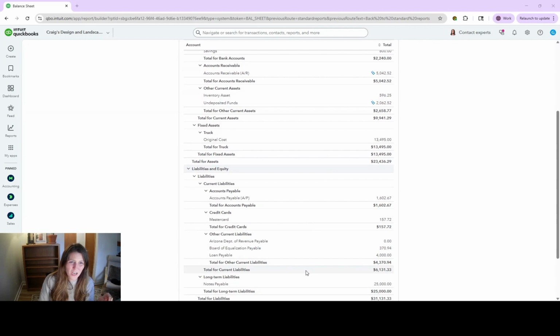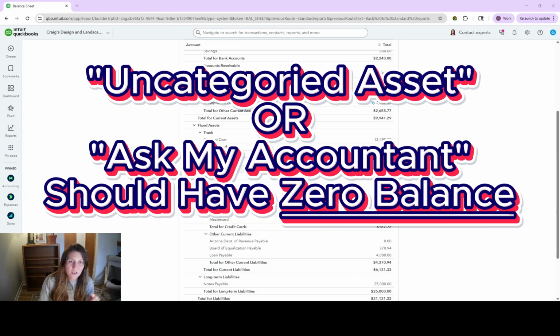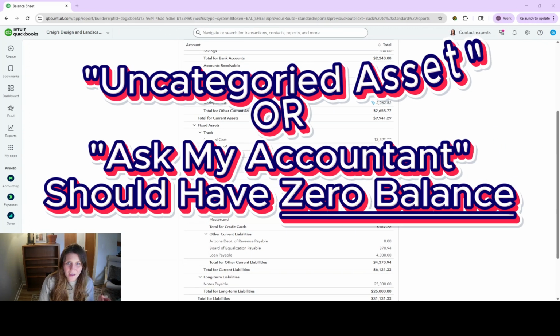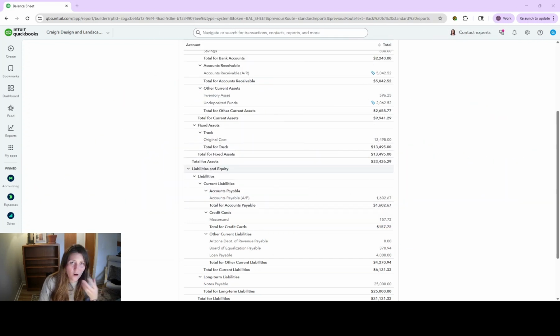A few more things to check. Make sure you don't have any accounts called uncategorized asset or ask my accountant that have balances. If there are balances in these accounts, it means that there are transactions waiting to be categorized. So just review and reclassify those transactions.